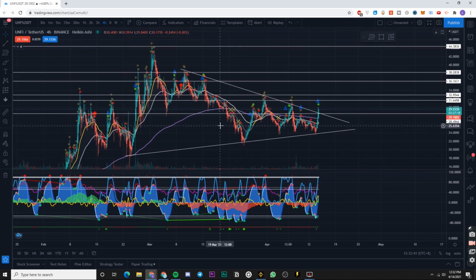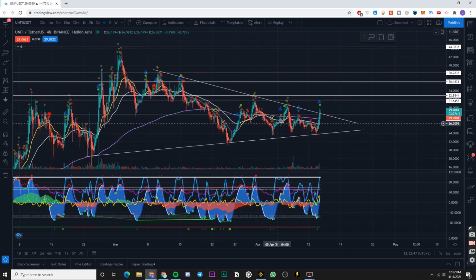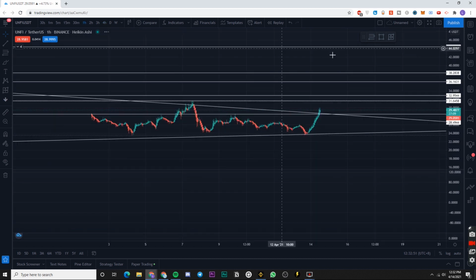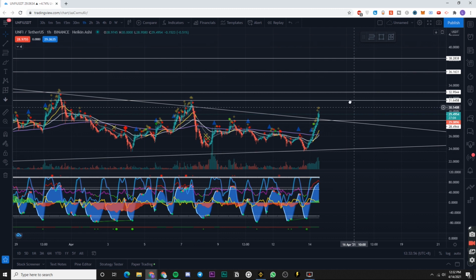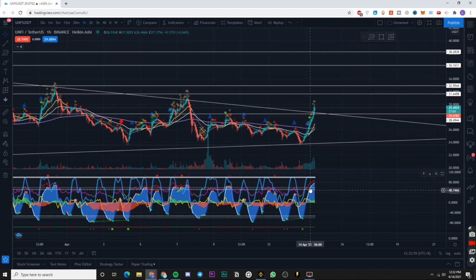So let's not get sidetracked and let's do some analysis. In order to get a better sense of whether or not this will break out or fake out, I will have to go down to the lower time frames. So on the 1-hour time frame, I can see that the price is nearing a peak. The stochastic RSI is at a peak.